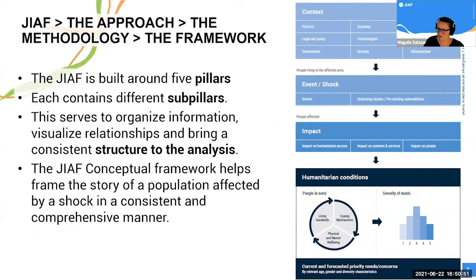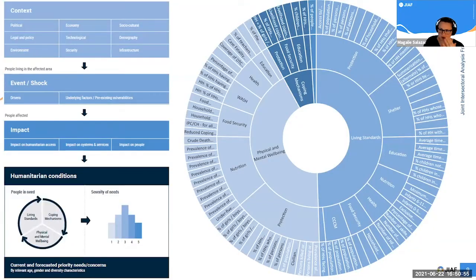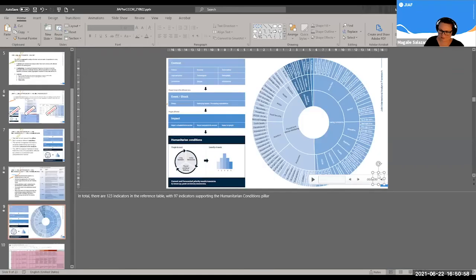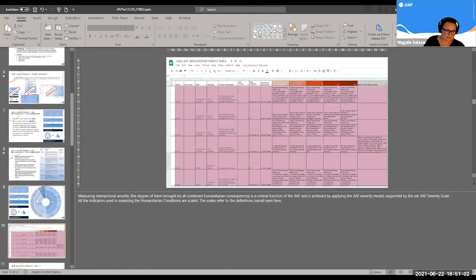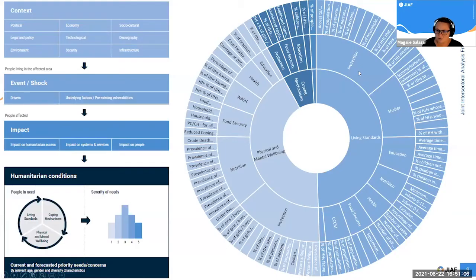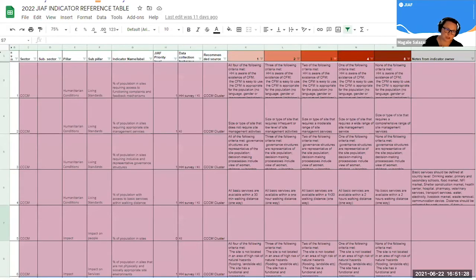Perhaps let me go ahead and focus on the actual indicators. There are 123 indicators that feed into the GIF, of which six are coming from the CCCM cluster. Most of them are in the living standards, and one of them is actually in the impact. So this is just a screenshot showing you the six CCCM indicators that feed into the GIF, including how they're organized. So this is the metadata.